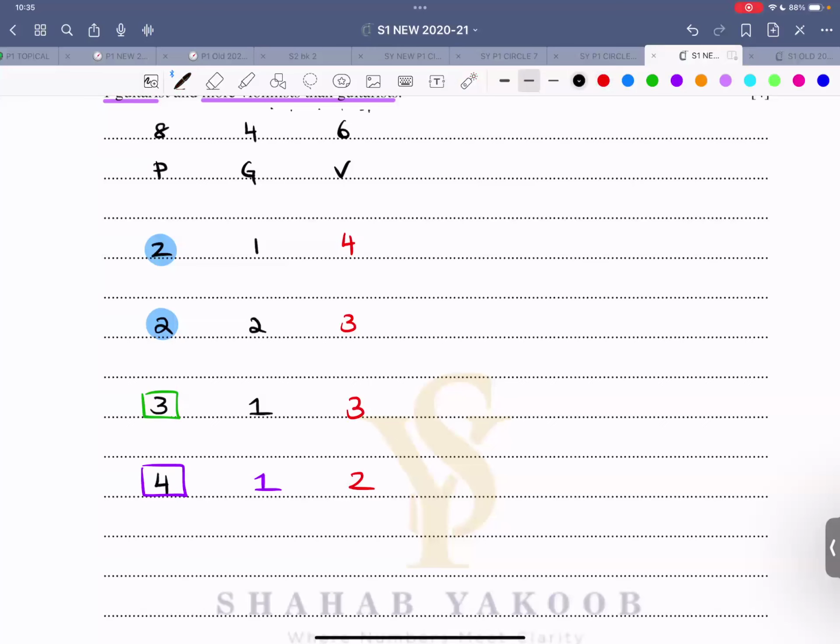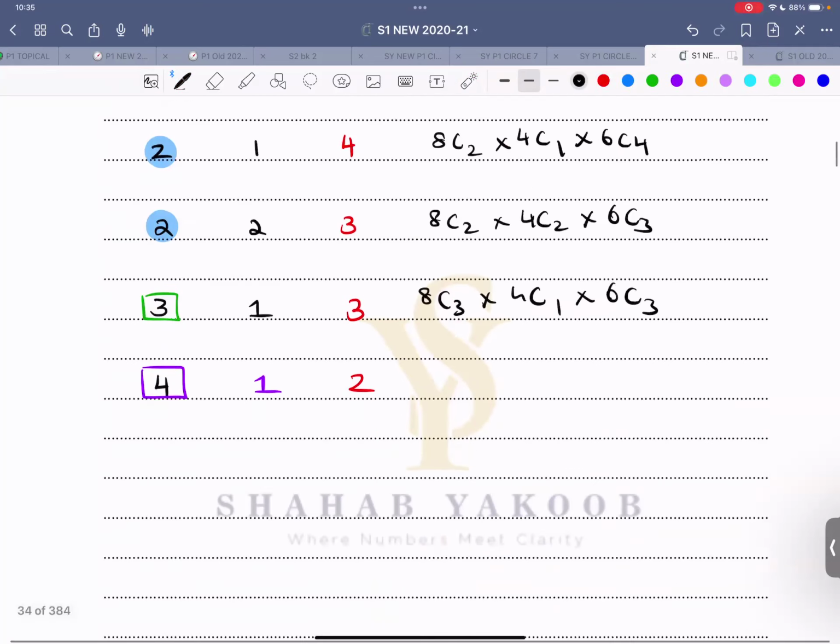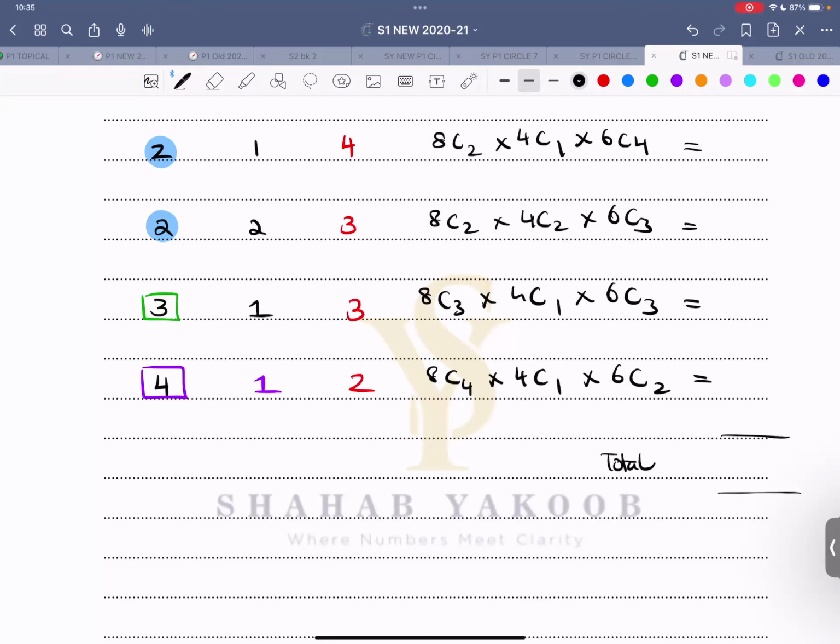And let me write down all the options. You select the pianists from the pianists, that's 8C2 into 4C1 into 6C4. Then 8C2 into 4C2 into 6C3. Then 8C3 into 4C1 into 6C3. And this is 8C4 into 4C1 into 6C2. So all these options will be calculated and you will get the total right over here.